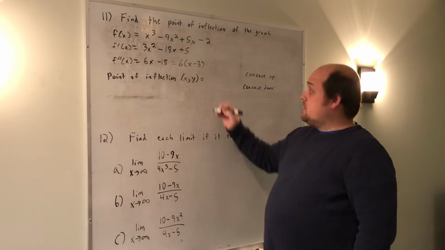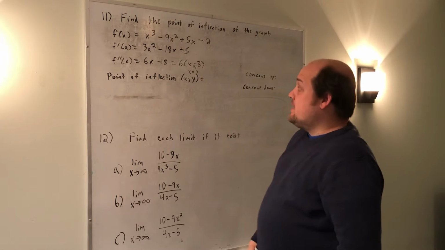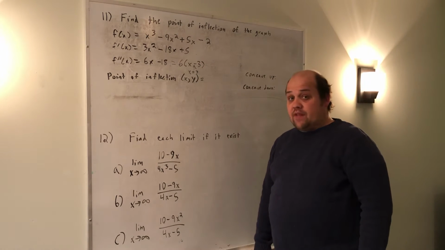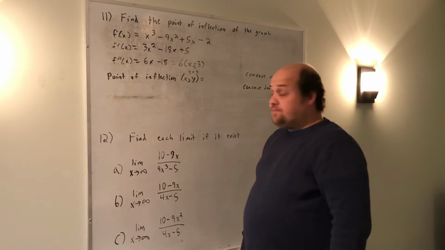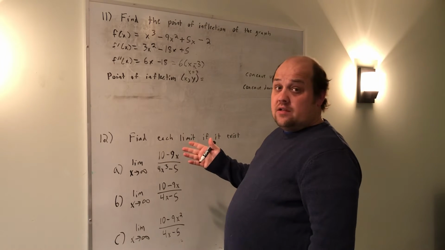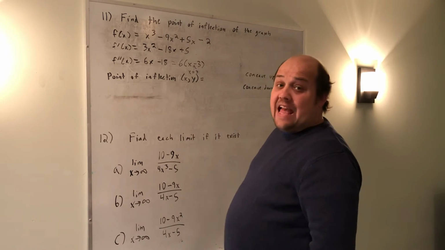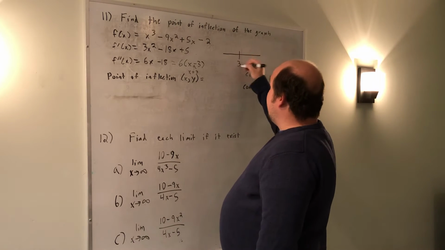That 3 is the only thing that makes this 0, and that is going to be my candidate for point of inflection. But before I move on with that, I'm going to make a number line just to make sure it switches concavity at that point. Otherwise, it would not count as a point of inflection. So on my number line, I have 3.